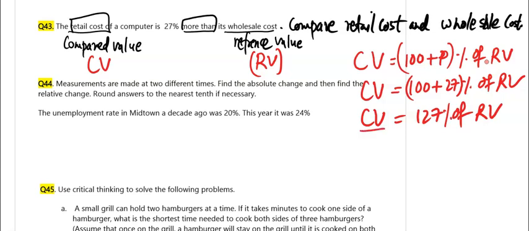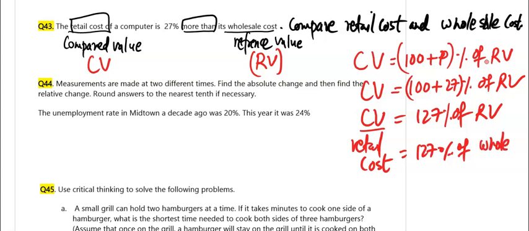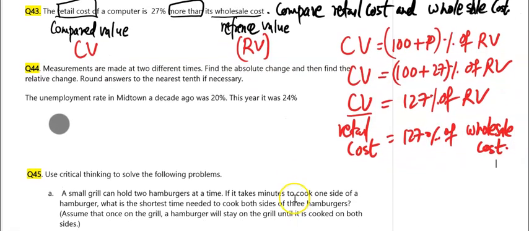So what is the compared value? It is the retail cost. Retail cost equals 127% of wholesale cost. Okay, that's the answer. So comparing retail cost and wholesale cost, we can say that the retail cost of the computer is 127% of the wholesale cost. And this is the same as saying the retail cost of the computer is 27% more than the wholesale cost. And next question.